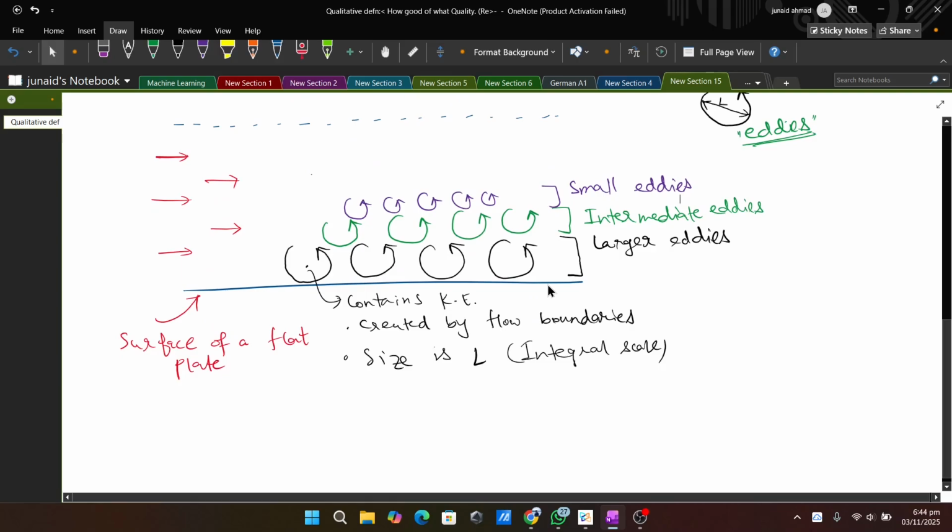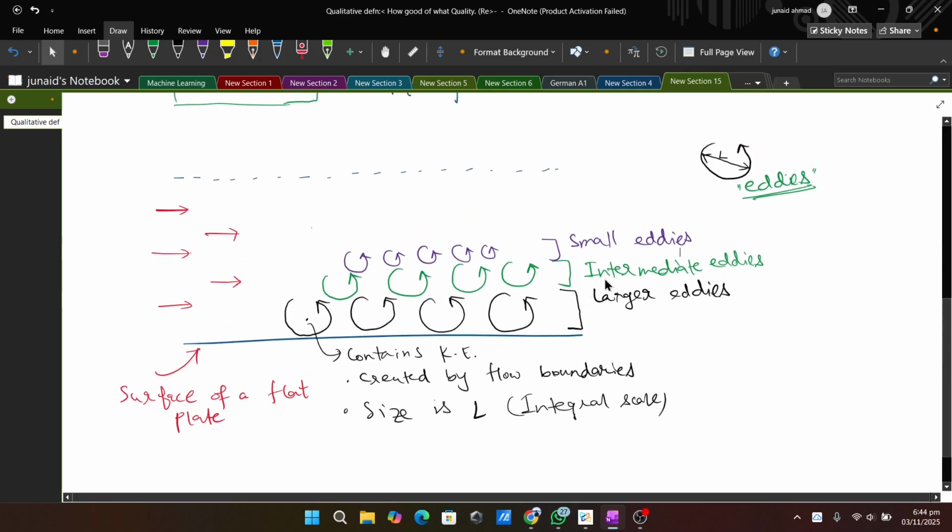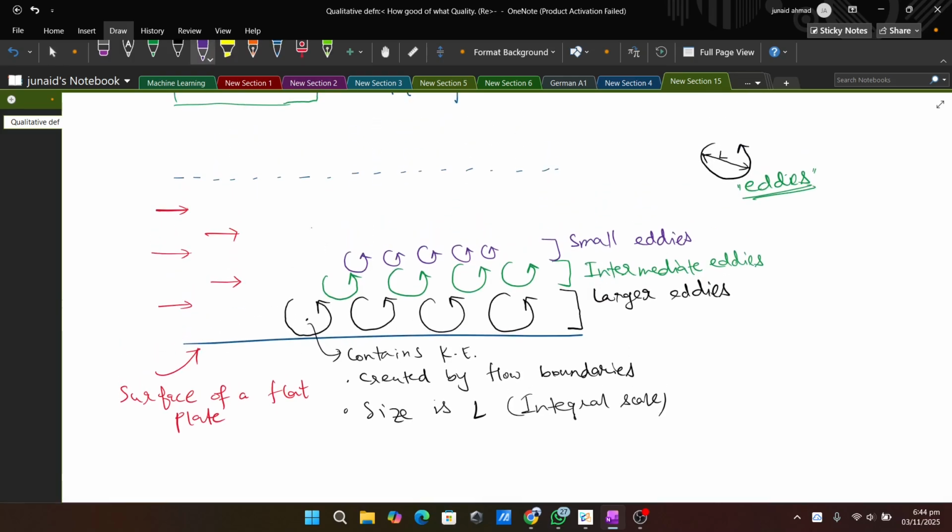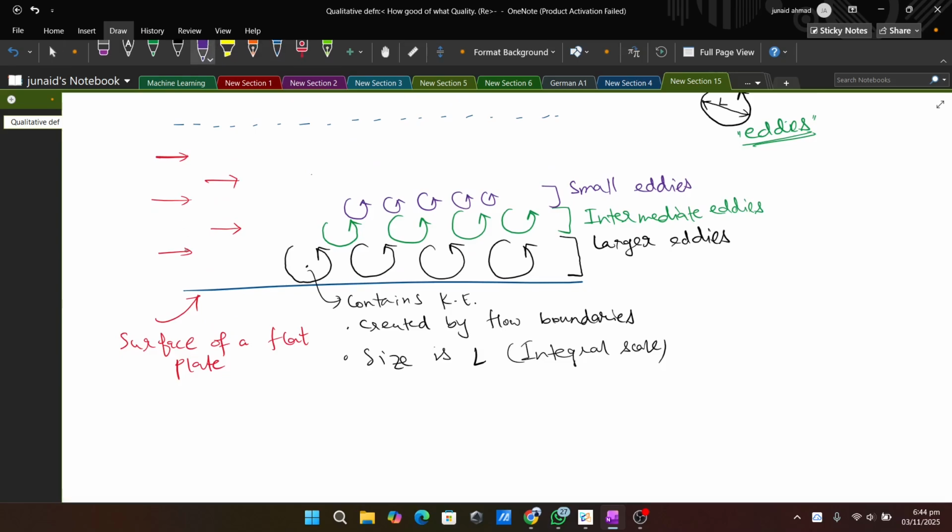I'm comparing with the atoms. First, it was said that atoms cannot be broken. Then we found that atoms have electrons, protons, and neutrons, and also some temporary entities, like boson, meson, things like that. So as of now, we don't know what comes after eddies. We're assuming these eddies transform their energies into some other form of energy, and there is no existence of the eddies.